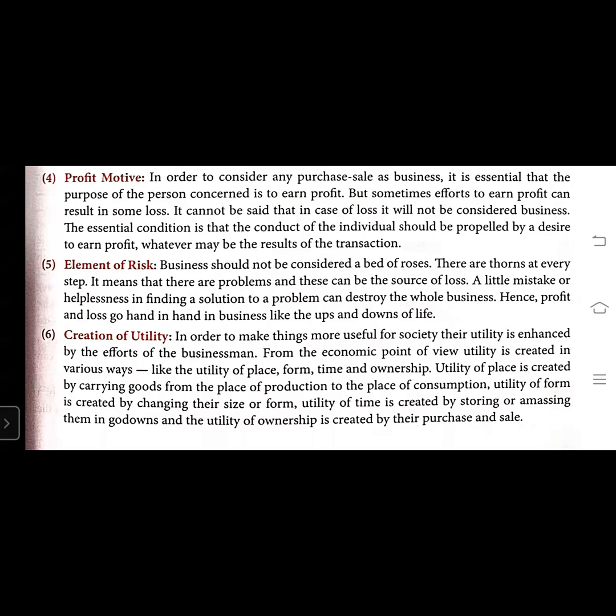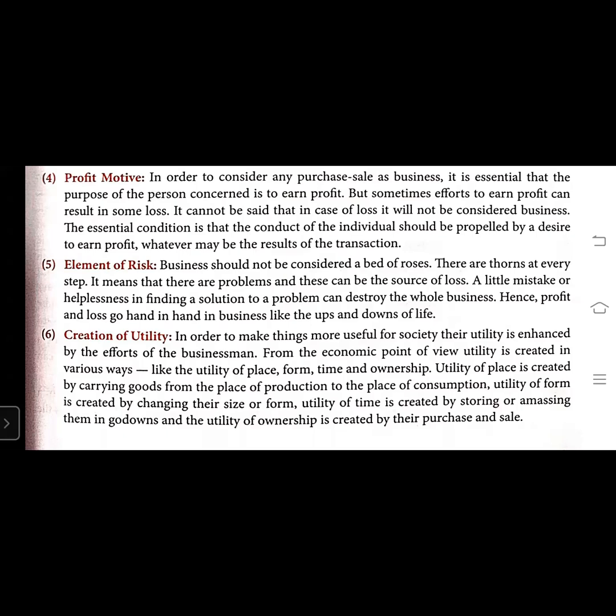A little mistake or little carelessness or helplessness in finding a solution to a problem can destroy the whole business. एक छोटी सी गलती भी पूरा बिजनेस खत्म कर सकती है. So hence profit and loss go hand in hand in business, like the ups and downs of life. इसमें risk always involved रहता है.